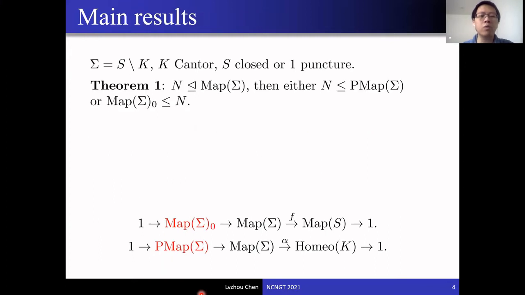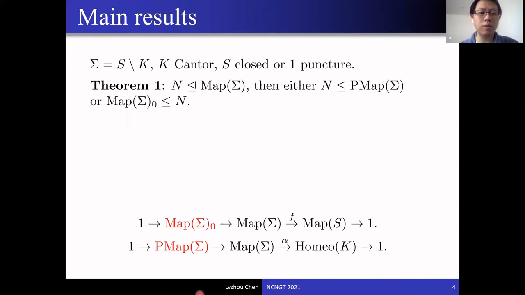And our main result shows that there is a dichotomy for normal subgroups in these big mapping class groups. Namely, if you take an arbitrary normal subgroup, either it lies in the pure mapping class group, in which case it will have uncountable index, or it contains the kernel of the forgetful map, and in this case, it will have a countable index.